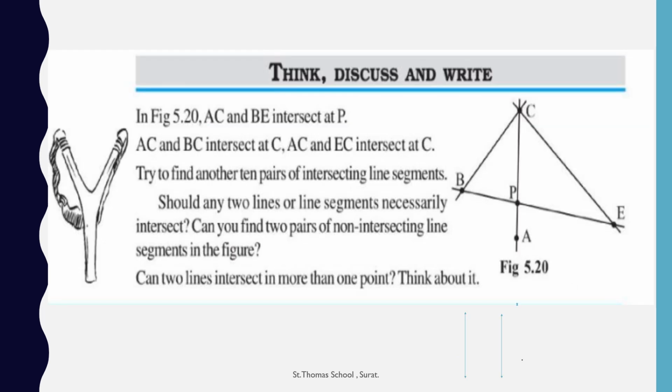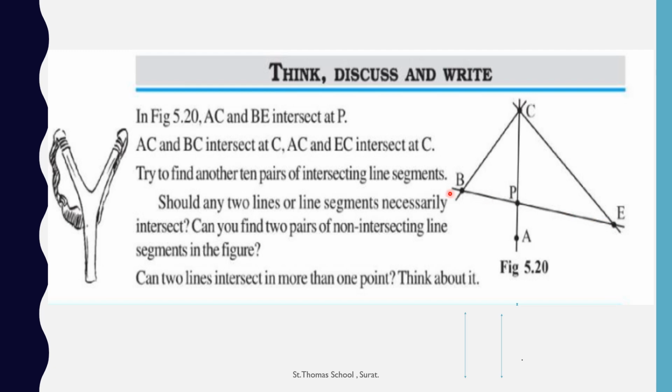Next one is think, discuss and write. In the given figure, AC and BE intersect at P. Look at the figure. AC and BE intersect at the point P. AC and BC intersect at the point C. The next one, AC and EC intersect at C. Try to find another 10 pairs of intersecting line segments. You can look at the figure and find 10 more pairs of intersecting line segments.